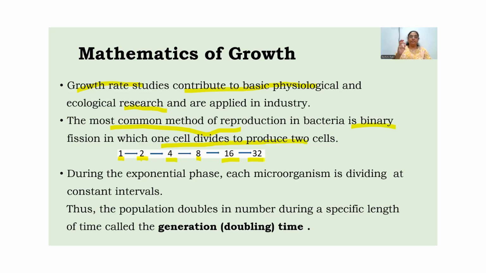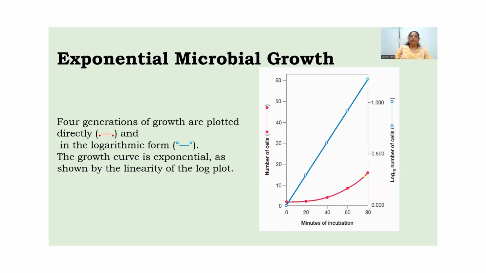That is, there is an increase in the cell number at a constant interval. During the exponential phase, each microorganism is dividing at a constant interval, and the population doubles in number during a specific length of time called the generation time or the doubling time. Here is the graphical representation of exponential microbial growth.